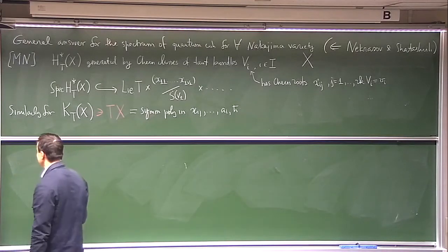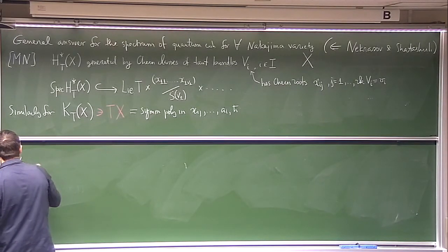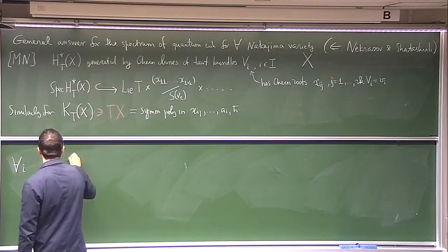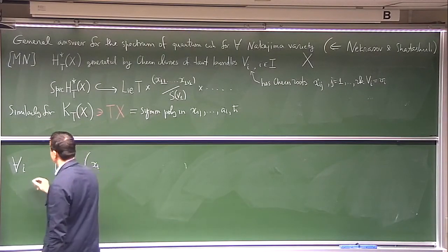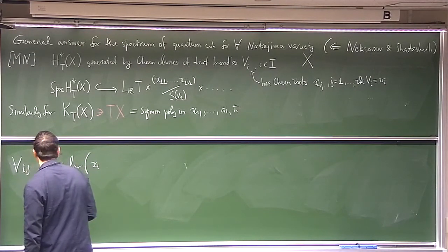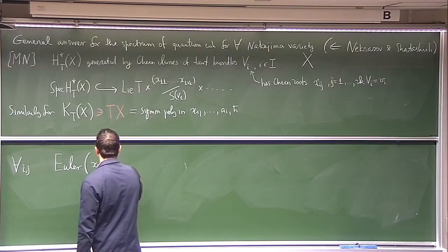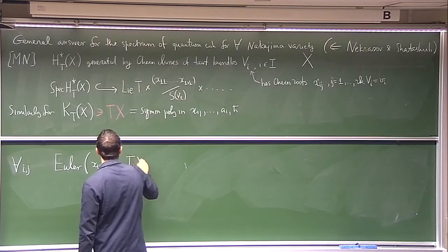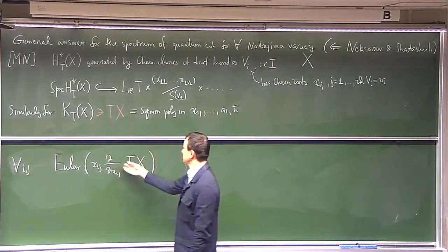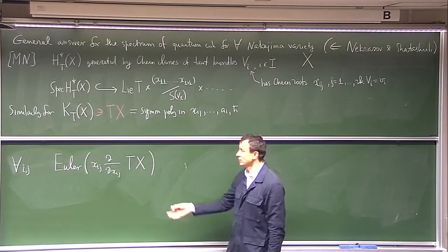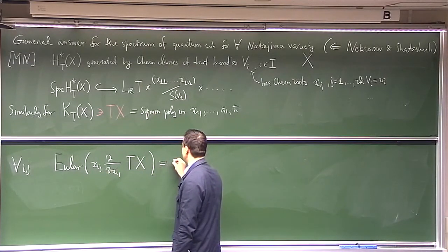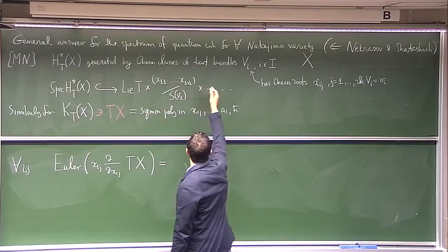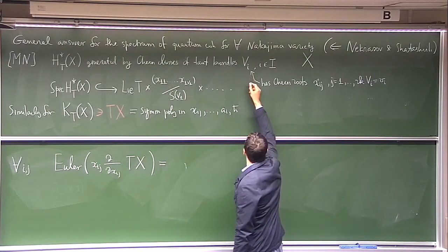And the equation looks like this: for any i, you take the Euler class of xi for every ij, xij d by dxij of the tangent bundle. There's some expression in K-theory. You can take this derivative, make some expression, and take its Euler class. And this is equal to the corresponding, so for every one of the vertices, there is a weight a_i.